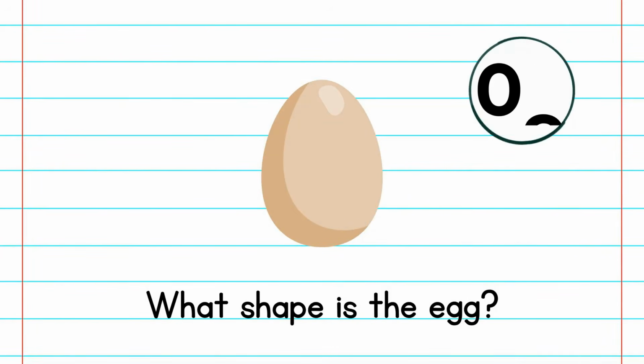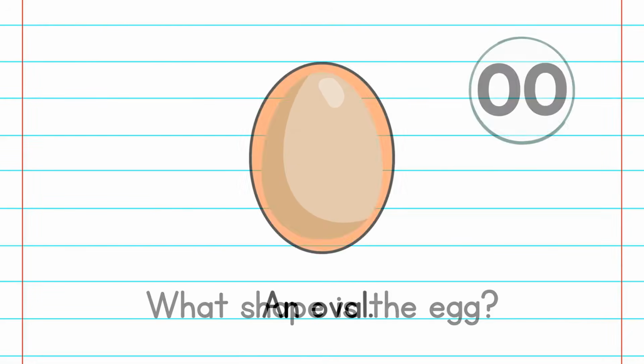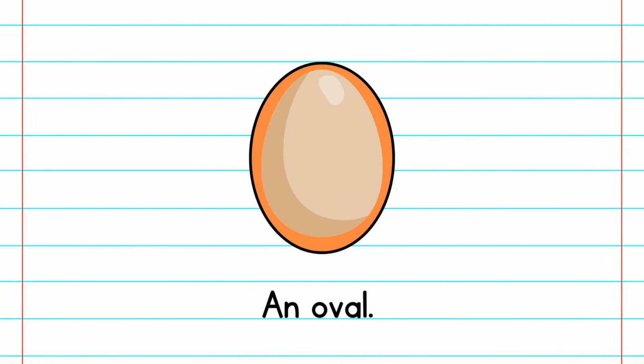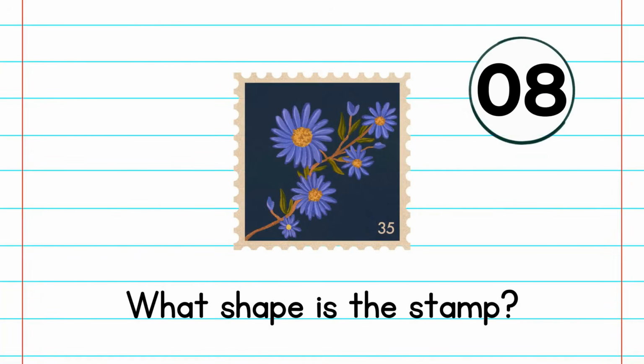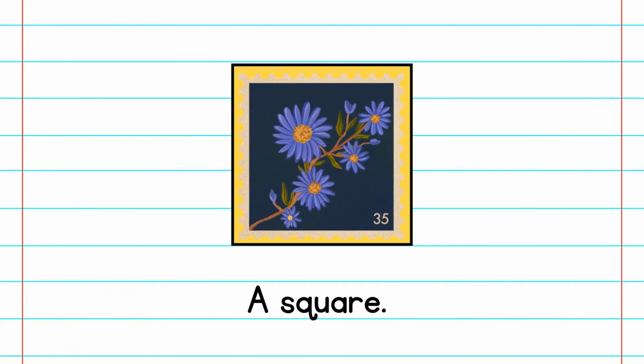That's funny. What shape is the egg? 6, 5, 4, 3, 2, 1. An oval. Well, it's close to an oval. What shape is the stamp? 7, 6, 5, 4, 3, 2, 1. A square with a little bit of bumpy edges.